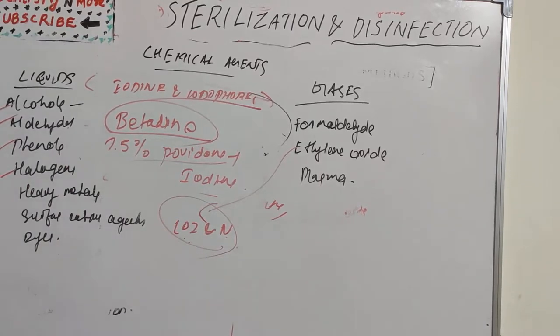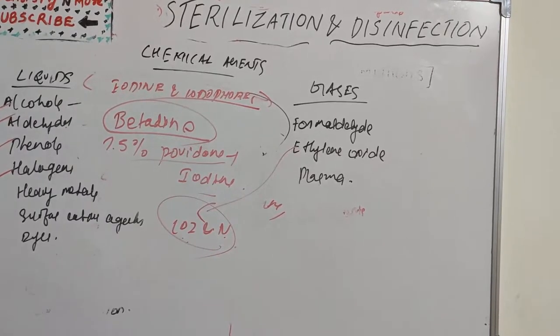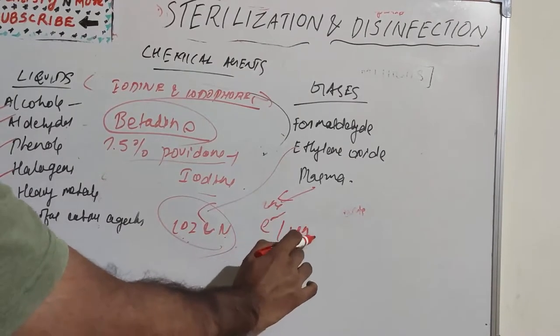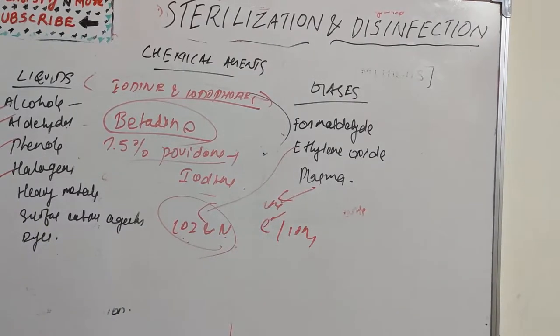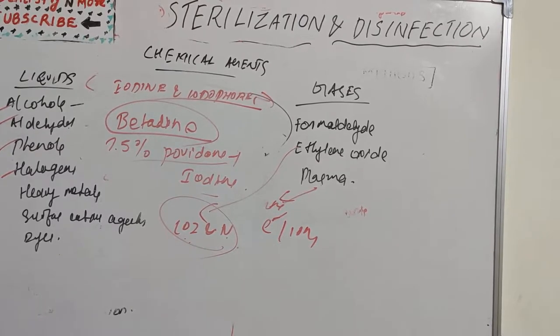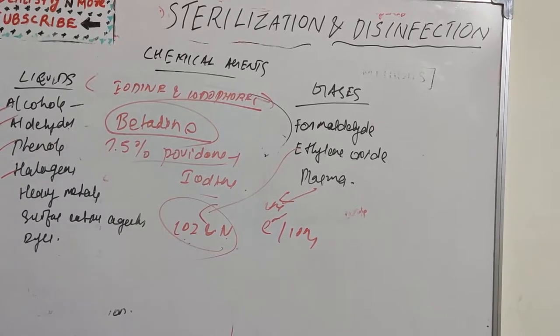And now we have the plasma. Plasma is any gas which consists of electrons, ions, or neutral particles. It's used along with chemical disinfectants like hydrogen peroxide. So what are the basic concentrations of these liquids such as ethyl alcohol, glutaraldehyde, Lysol?